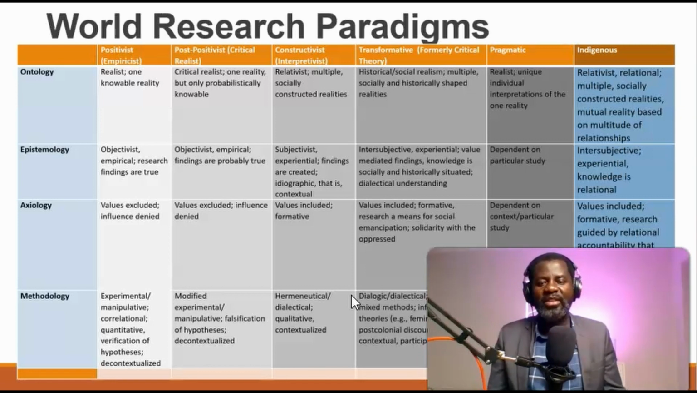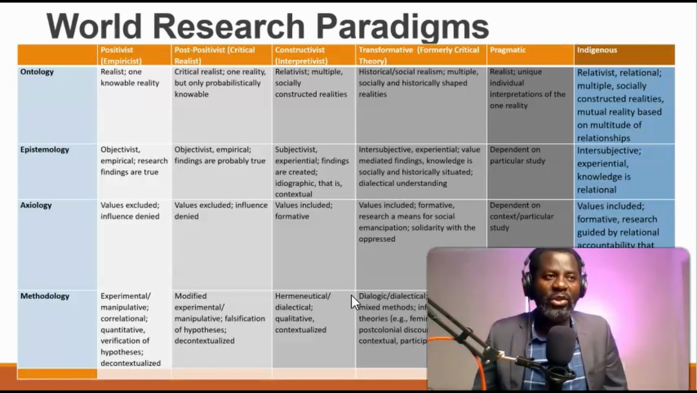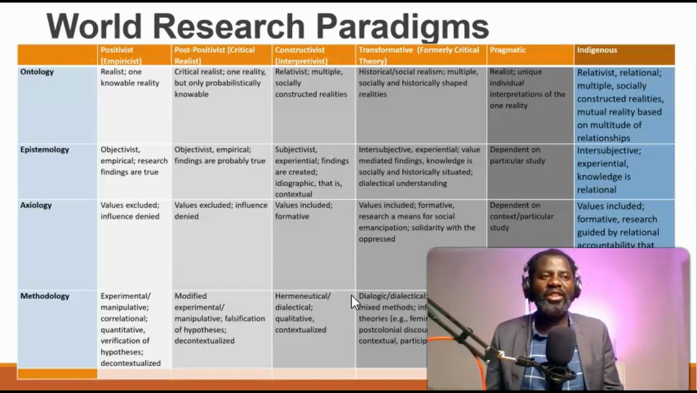So we need to ask ontological questions. We need to ask epistemological questions. We need to talk about axiology and the methodologies, because this is one package. So in indigenous research paradigms, ontologically, they are relativist, multiple, and socially constructed, and realities are socially constructed. Their mutual reality is based on the multitude of relationships.